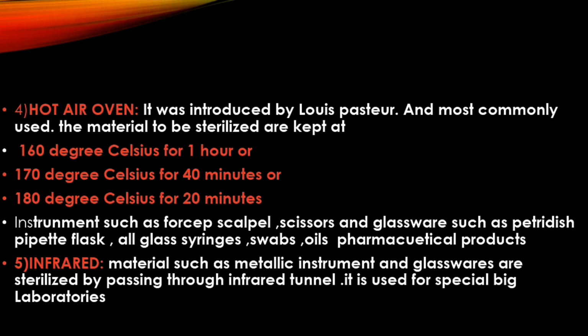The instruments sterilized in a hot air oven are forceps, scalpels, scissors, and glassware such as petri dishes, pipettes, flasks, all-glass syringes, swabs, oil, and pharmaceutical products. So these are the instruments that are used in the hot air oven. And the next type of dry heat is infrared. In this type, materials such as metallic instruments and glassware are sterilized by passing them through an infrared tunnel. It is used in special big laboratories.